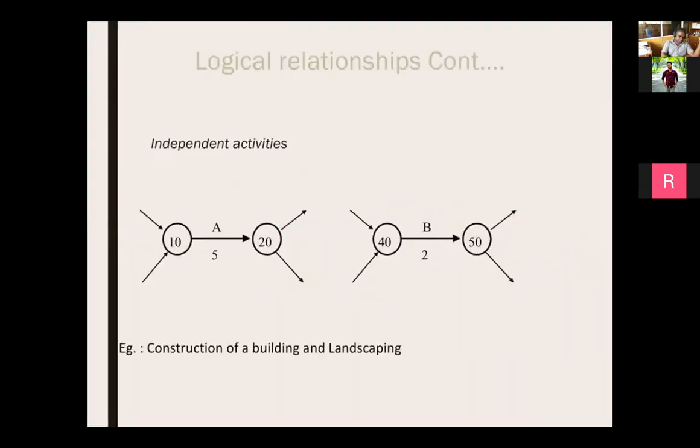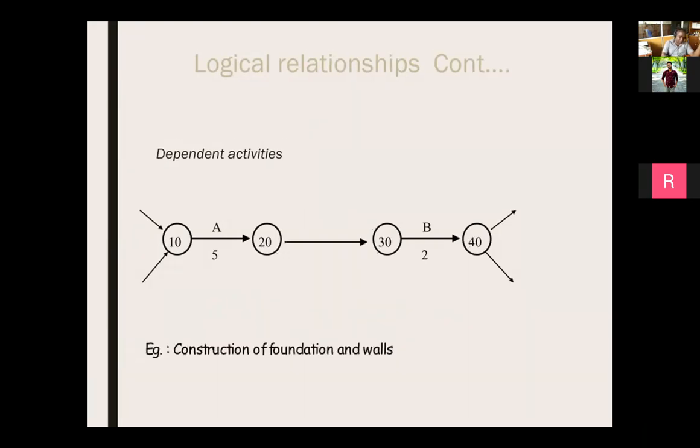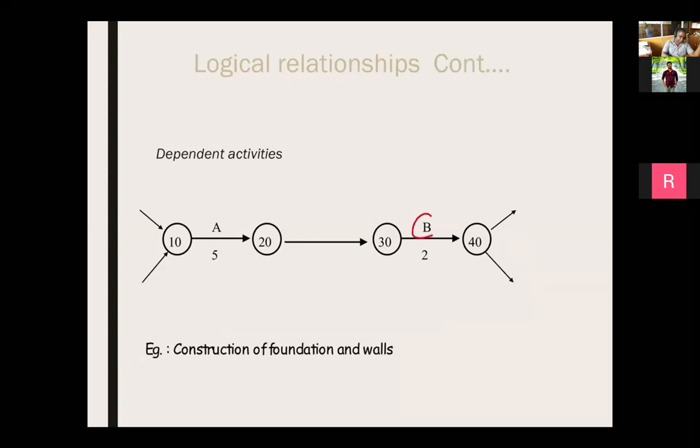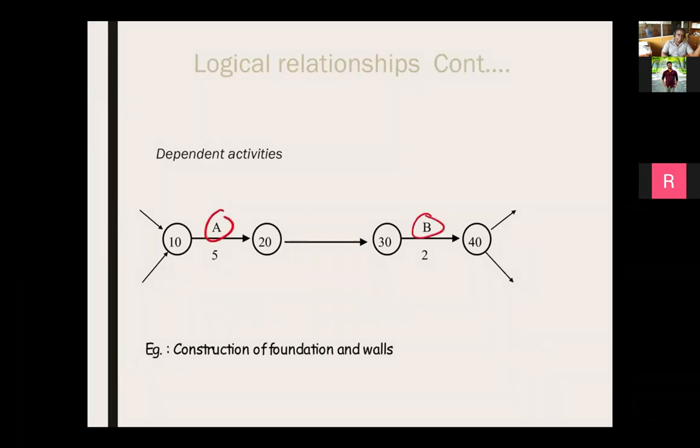Right? So these are independent activities. There's no relationship between activity A and activity B. There can be activities like that as well. Those are independent activities. These are dependent activities. Activity B depends on activity A, because there's a link here.